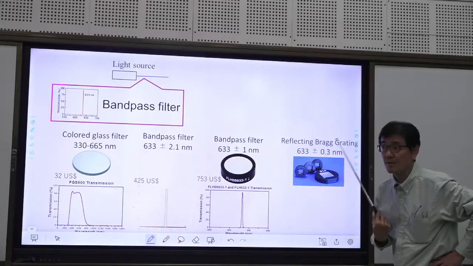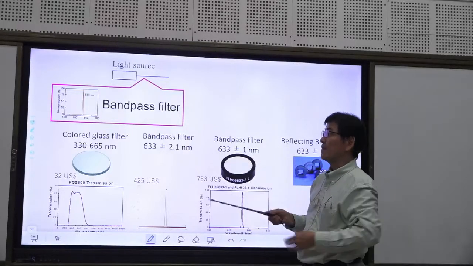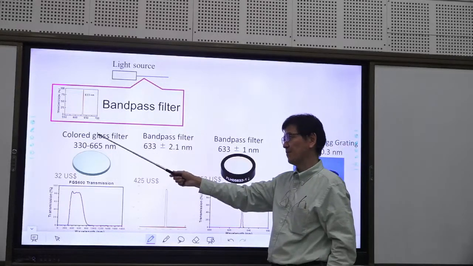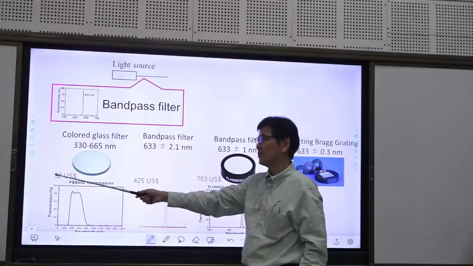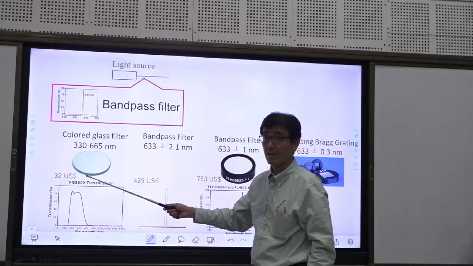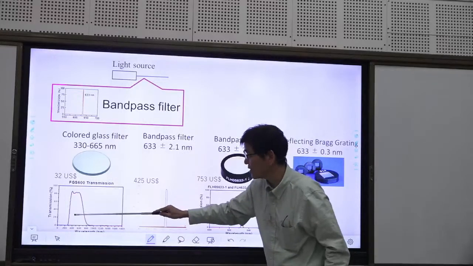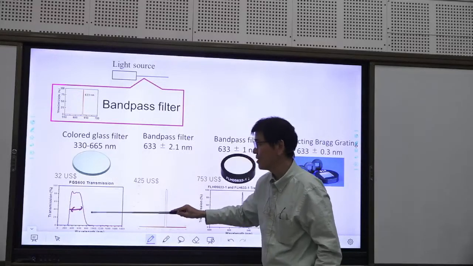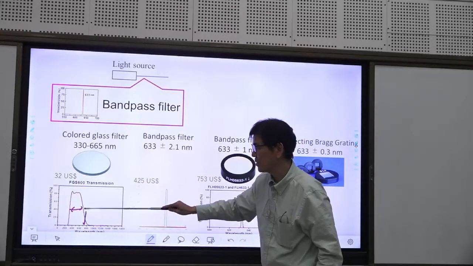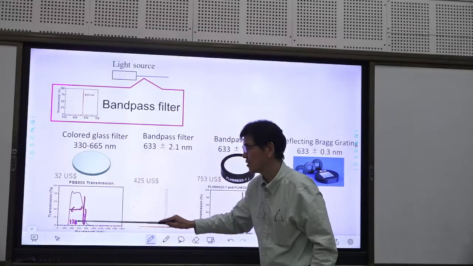There are many bandpass filters to purify laser output. The cheapest one is colored glass filter, $32. But this is typically used for the fluorescence, not for Raman. So this is not available for the Raman spectroscopy. Bandwidth is so broad, so even if I want to use only 633 nanometer, many other lines cannot be cut.